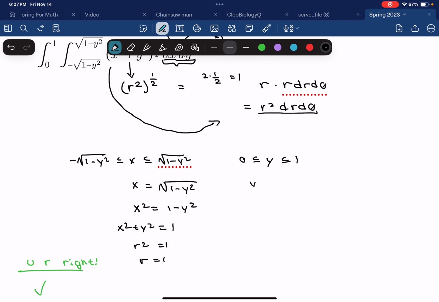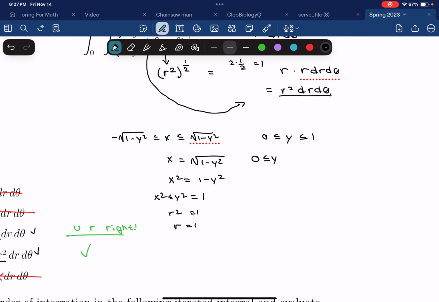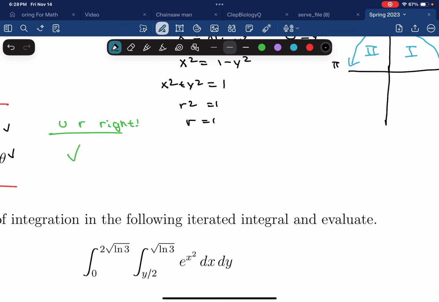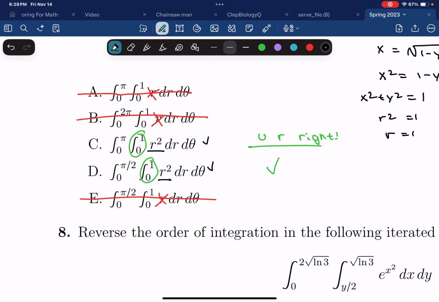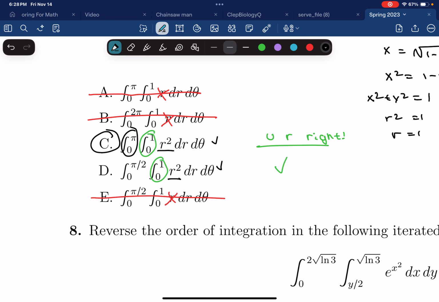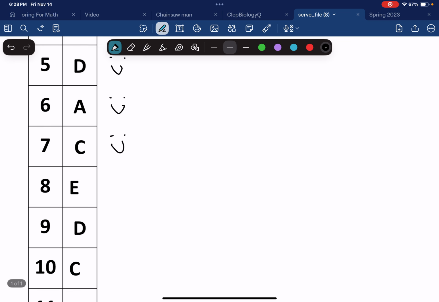So know that y is always greater than or equal to 0. So what does that look like on our graph, right? That means in our graph, y can only be between this axis, axis number 1 and axis number 2, because this is where y is positive. But if we move that from Cartesian to polar, that's from the angle 0 to the angle pi. So our bounds are theta from 0 to pi. So C has 0 to pi, which means that our answer is C, which is correct for number 7.